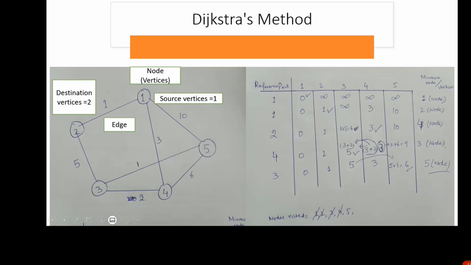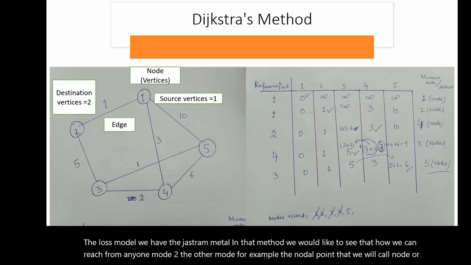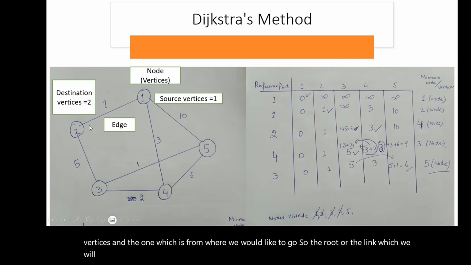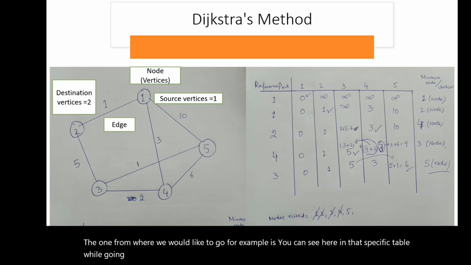The last model we have is the Dijkstra method. In that method, we would like to see how we can reach from any one node to the other node. For example, the nodal point we will call node or vertices, and the one from where we would like to go. The route or the link which we will use, we will call that edge. The one from where we would like to go, for example, you can see here in that specific table, is going from 1 to 1.